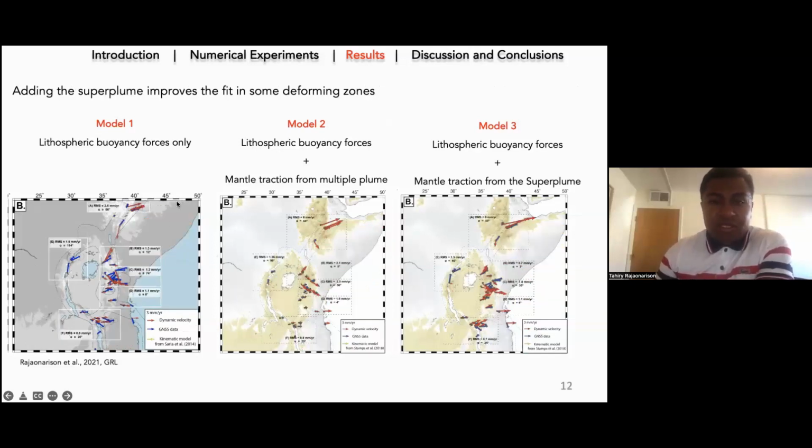We have also compared the surface velocities in the deforming zone. You can see that with the lithospheric buoyancy force only, we have a much worse fit in terms of angular misfit in some segments of the deforming zone, like here in the western branch, here in the Ethiopian rift, and here also in the central segment of the western branch, where we have a real mismatch between the observations and our model. But whenever we add the superplume, we see an improved fit in the angular misfit within the rift segments. So we conclude that the mantle traction from the superplume can drive and influence surface deformation in some regions of the East African rift.